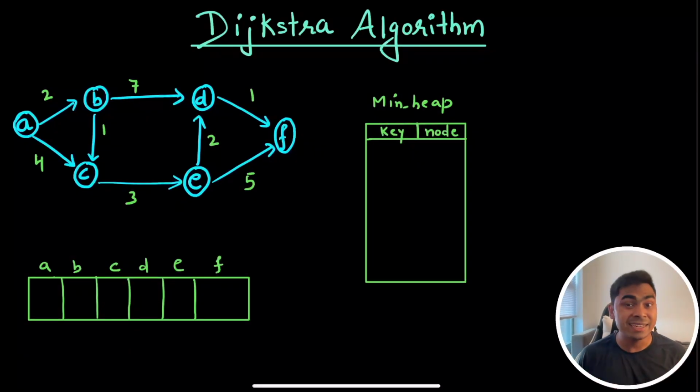Since we have already started the graph series, it's really important that we study Dijkstra algorithm. Now, Dijkstra algorithm is used to find the shortest path from the source vertex to all the other vertices.